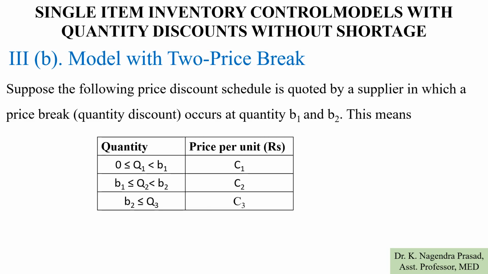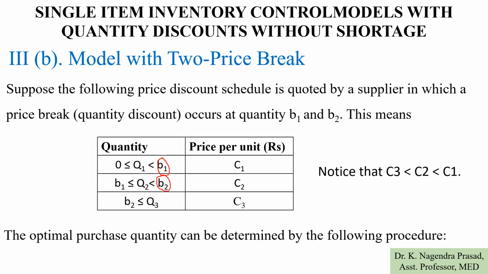and B2. So this means quantity Q1 lies between 0 to B1, with the price C1, and quantity Q2 lies between B1 to B2, with the price C2. Similarly, quantity Q3 is greater than or equal to B2 and the respective price is C3. Here two price breaks occur, B1 and B2. Here C3 is less than C2 and C2 is less than C1.